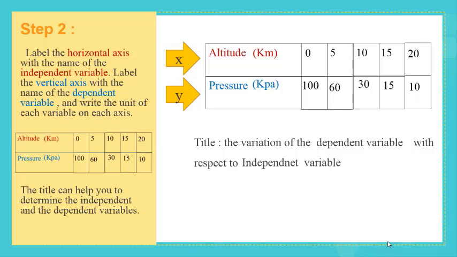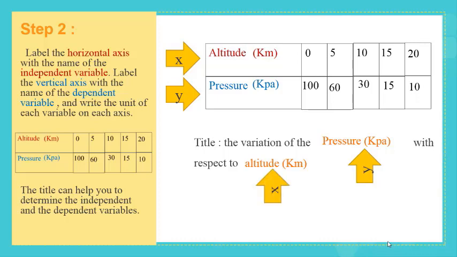The dependent variable is pressure. Write pressure with its unit kilopascal between parentheses. What is the independent variable? Altitude. Write altitude with its unit between parentheses, kilometer. So, write pressure on the y-axis with its unit. Write altitude on the x-axis with its unit.